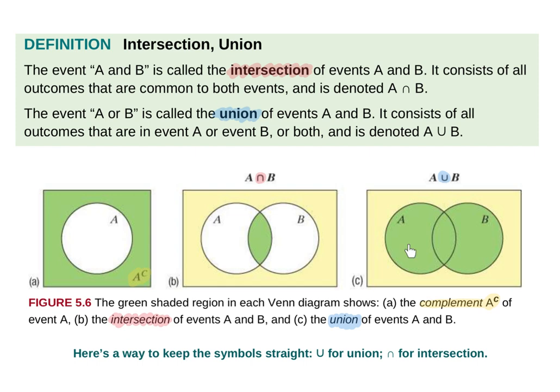So let's say you have events A and B. A union B is everything. Everything in A, everything in B, and that also includes everything in A and B, so in the intersection.